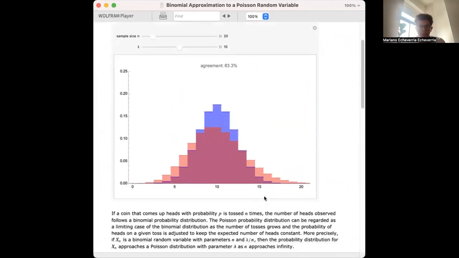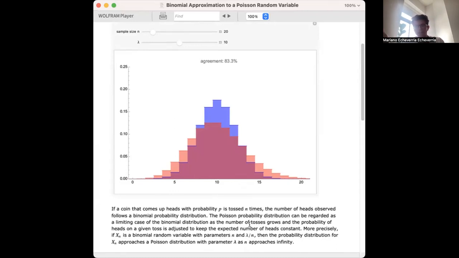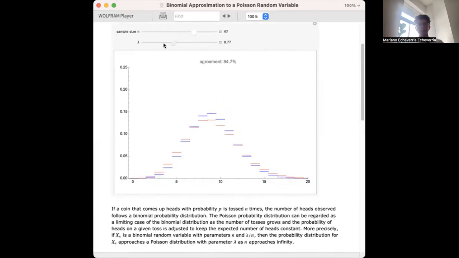So this is comparing them. It's nice also because it gives you an explanation. In this model, it's the number of heads, right, when they have probability p. And here the number of tosses is going to infinity, and the probability of heads is adjusted to keep the expected number of heads constant. Here you can choose a sample size, let's see, like 30, and you can see the value for lambda, and how the probability distributions agree.